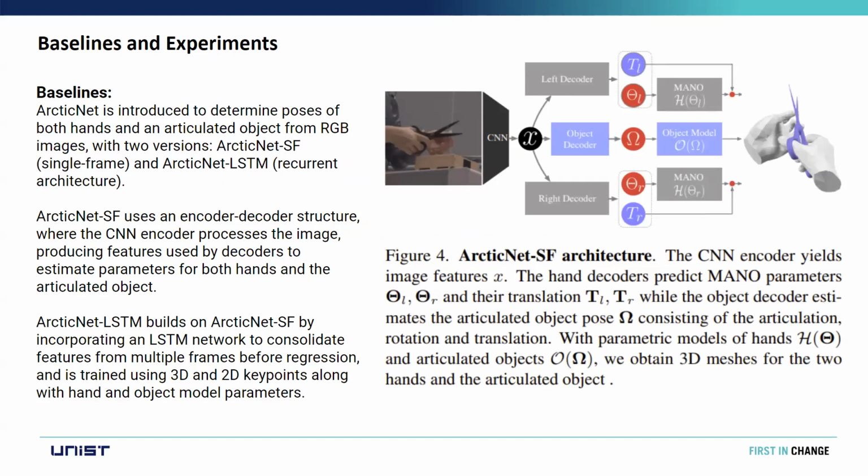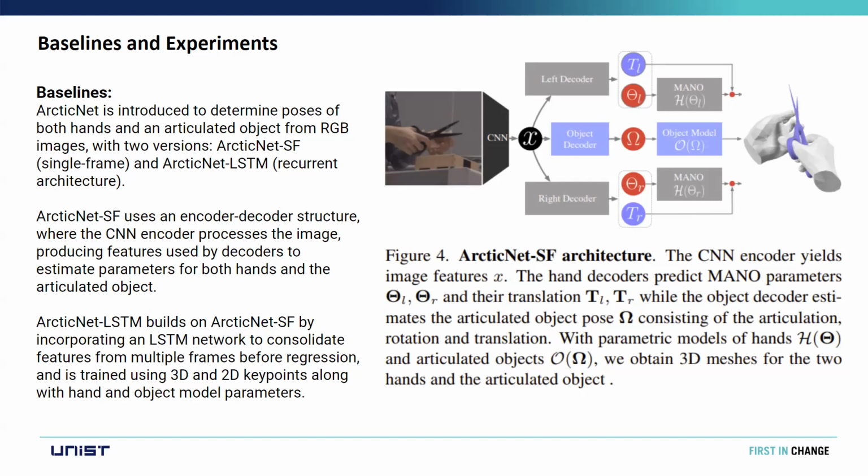So for reconstructing the 3D object in hand, they use ArcticNet, which processes the given image and tries to give some kind of feature for the left decoder, right decoder, and object decoder. After getting each decoder, they give it to the parametric model of the hands, which produces the 3D mesh for two hands and the articulated object.